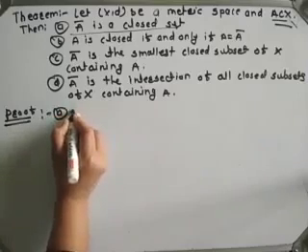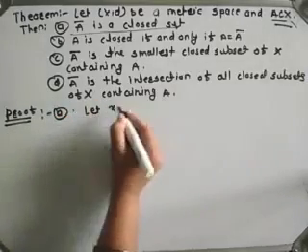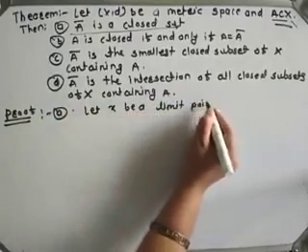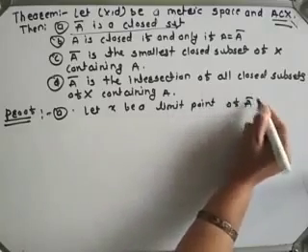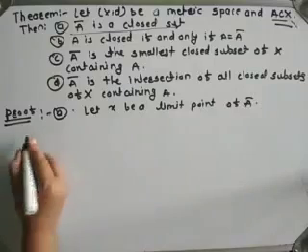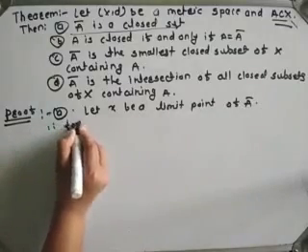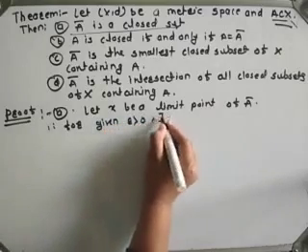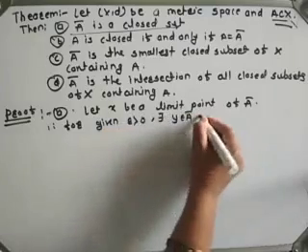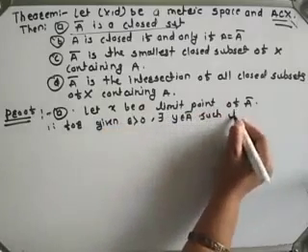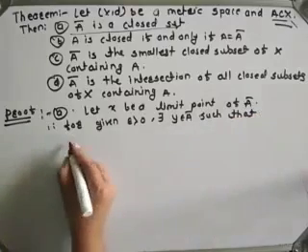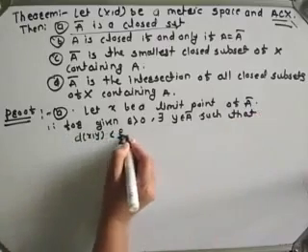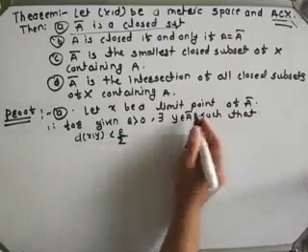Proof of part A. Let X be a limit point of A closure. Therefore, for given epsilon greater than 0, there exists Y belongs to A closure such that distance between X and Y is strictly less than epsilon by 2, by definition of limit point.